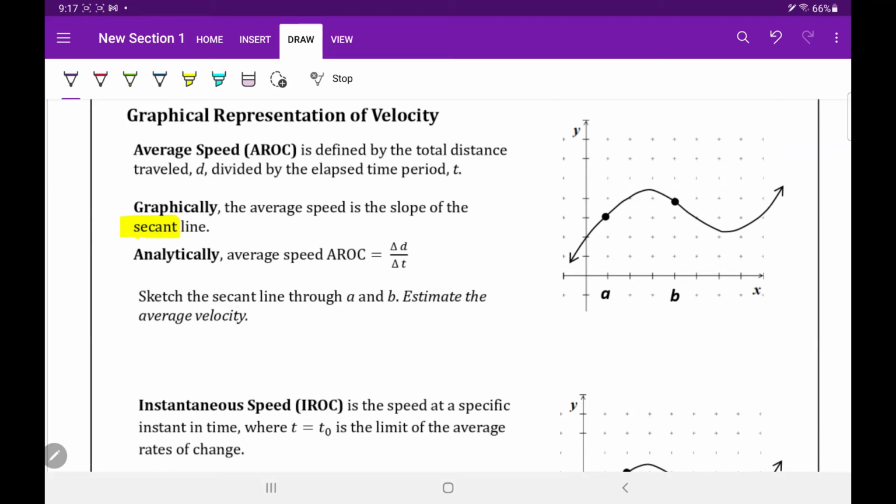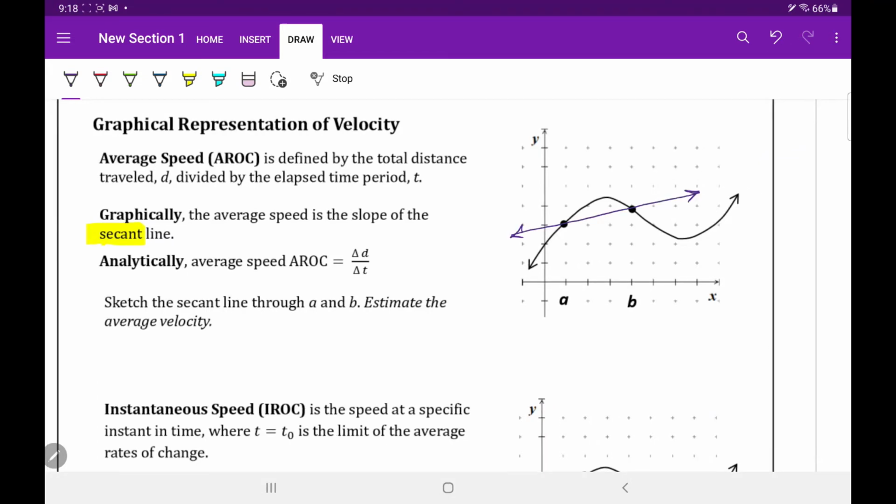So if I were to draw here on the computer a secant line, it would look like this. I don't know why I said I drew it on the computer, I guess because I'm writing digitally. But here's my secant line in purple. It's connecting those 2 points, A and B. Analytically, average speed, AROC, equals delta d over delta t. These two things work together. Sketch the secant line through A and B.